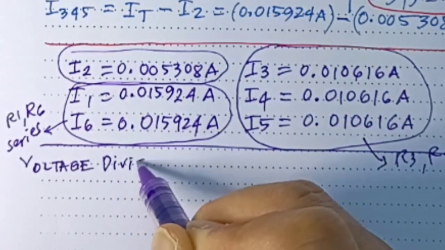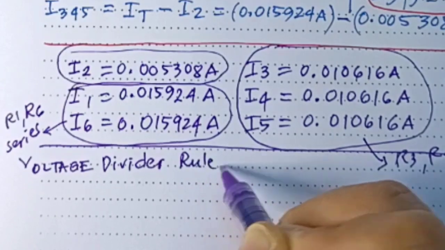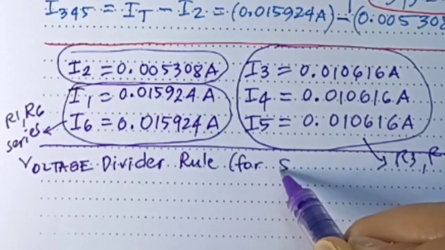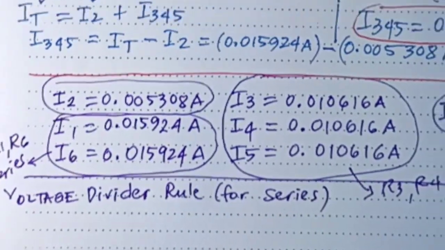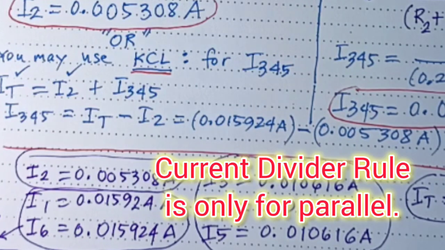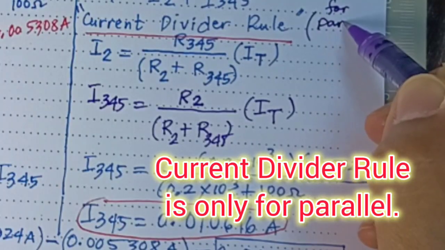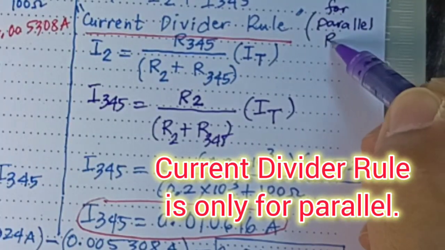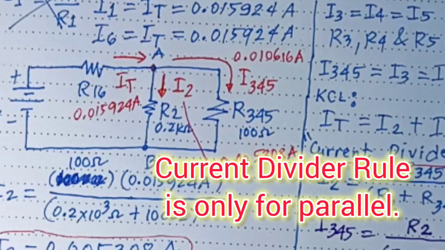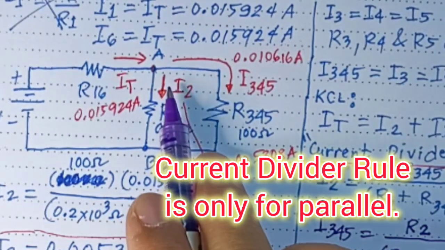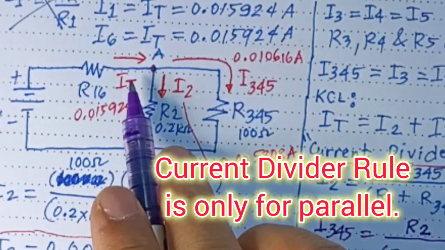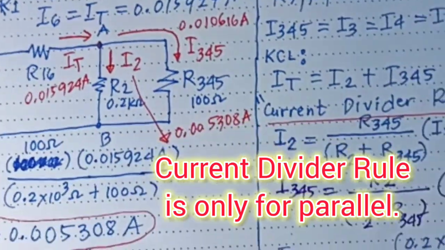Voltage divider rule. This is for series only. The current divider rule that we use here is only for parallel, because in series the currents are the same. But in parallel, the currents are not the same because it will be split into two. So the total here will be the sum of that.